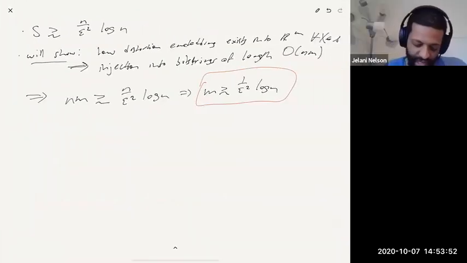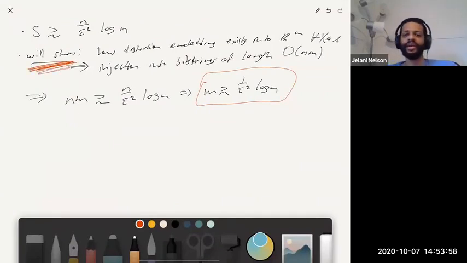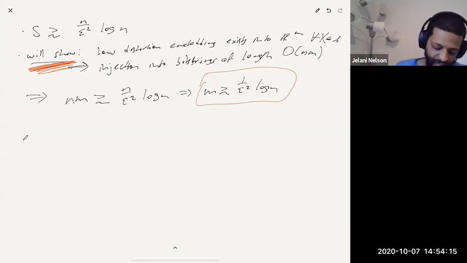So this is what I need to show. The name of the game now is showing this thing. How do I show this? I want to represent which points I have by some encoding of length nm. What do I know? I know that I have an embedding into dimension m. So why don't I make this my encoding?